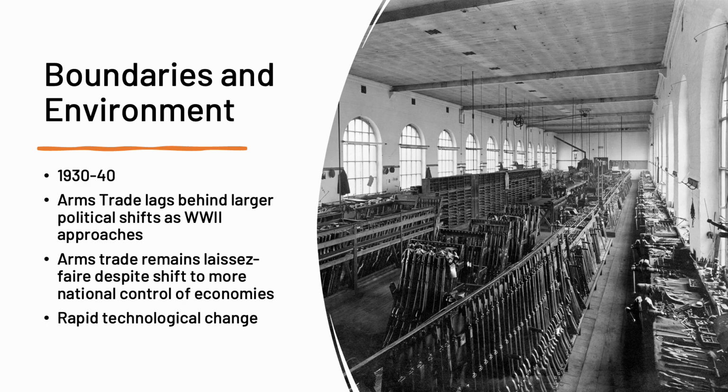All right, so the first era that Lawrence looks at is the era from 1930 to 1940. The first thing that we have to look at during this era is we have to define the boundaries and environment of this particular period of time. And of course, Lawrence defines it for us, says roughly it runs from about 1930 to 1940. We have to remember that arms trade lags behind larger political shifts as World War II approaches.